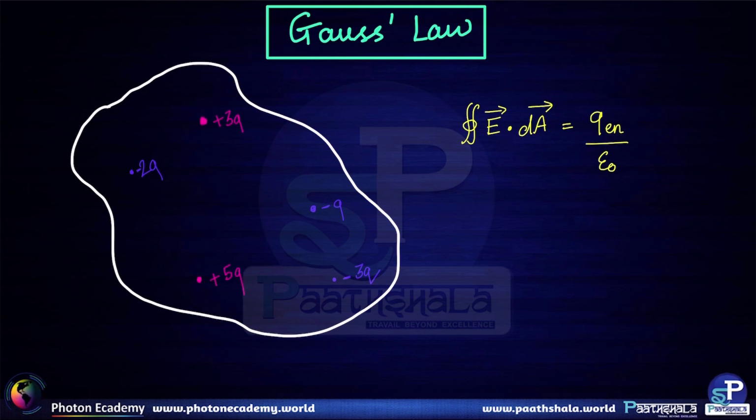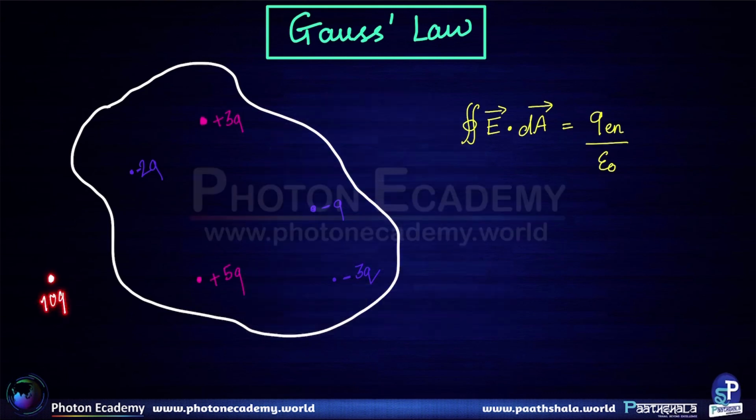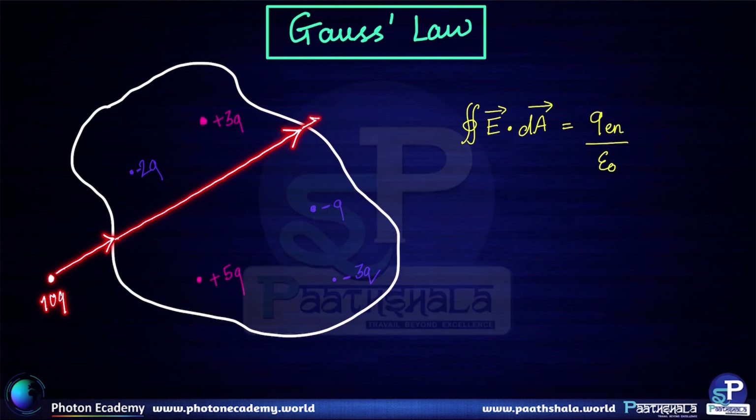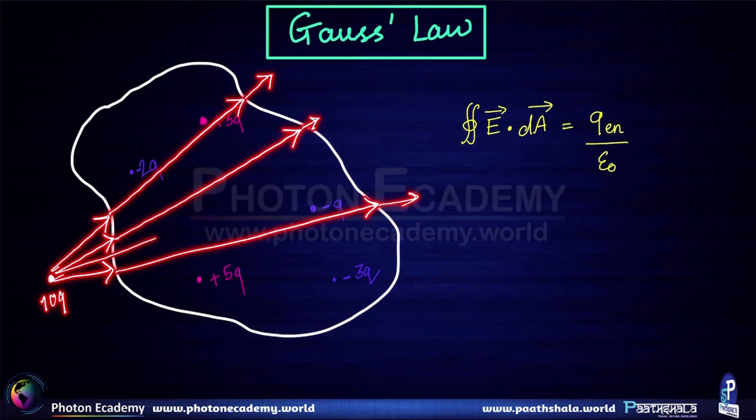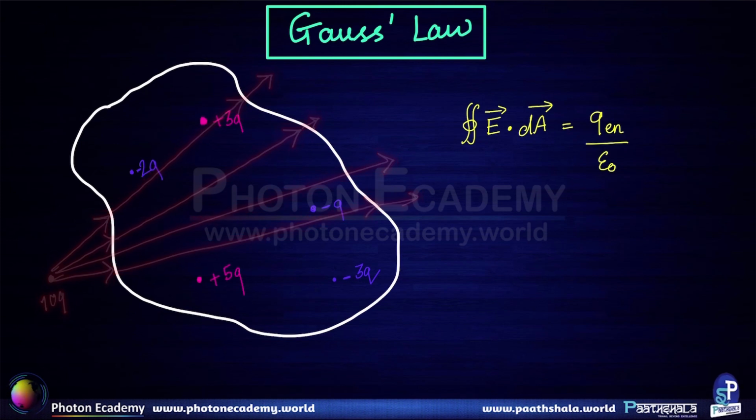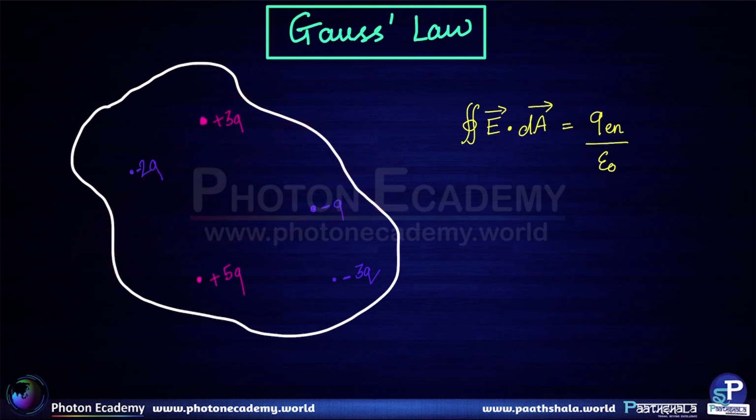Now let us understand what happens if there is a charge outside. Let's say there is a charge 10q kept outside. Then in that case, some electric field of this charge will enter the surface, and the remaining electric field of this charge will pass through the opposite surface, and hence the net electric flux will be zero with respect to this charge, because some of the flux is entering and the same flux that is entering is passing out as well. This happens for any charge that is kept outside.